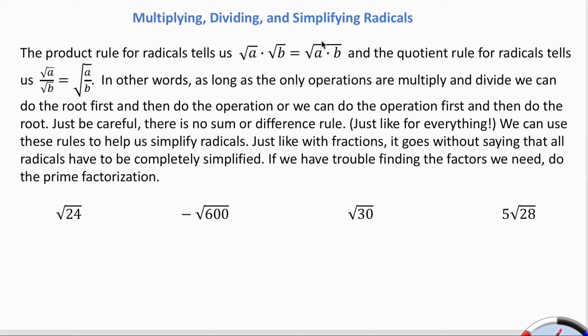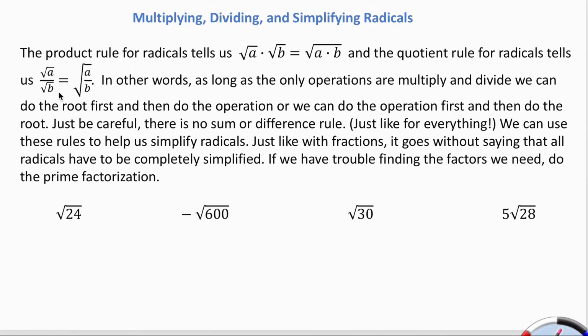Before, the ones we talked about simplifying, we had things like square root of 25, which we said was 5. But what if it's square root of 24? There's not one particular number that you can multiply by itself and get 24. Okay, we have a product rule and a quotient rule.